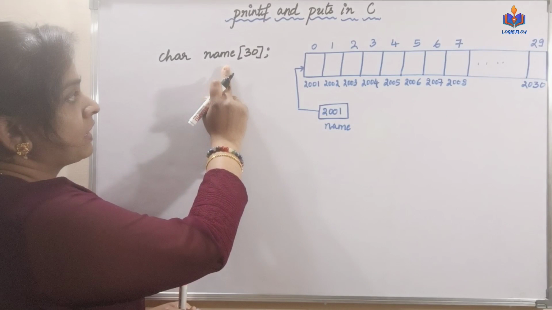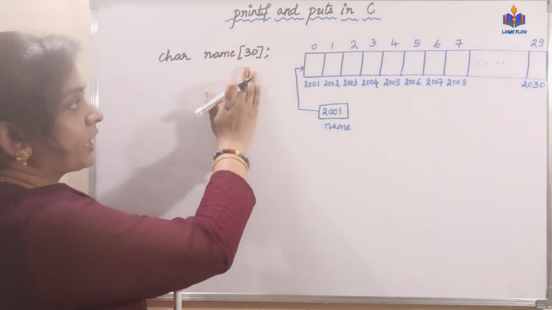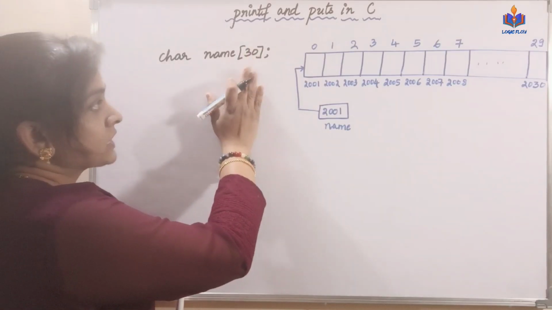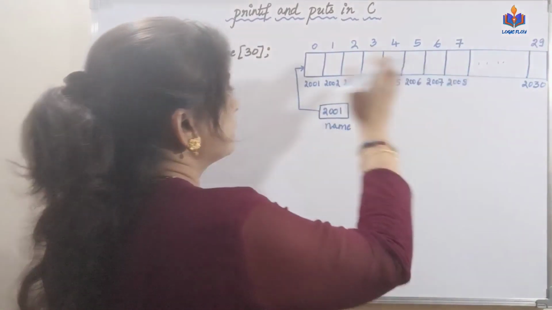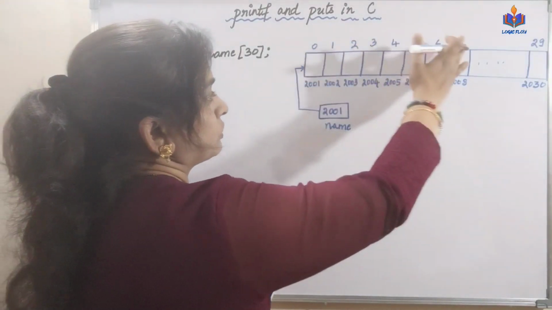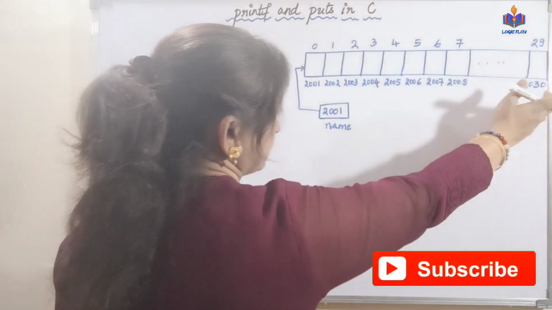As soon as the compiler encounters this character array variable declaration, it is going to allocate the memory to store a maximum of 30 characters of character type. So this is the memory allocation. The index values are 0, 1, 2, 3 up to 29. Say the address starts from 2001 up to 2030.